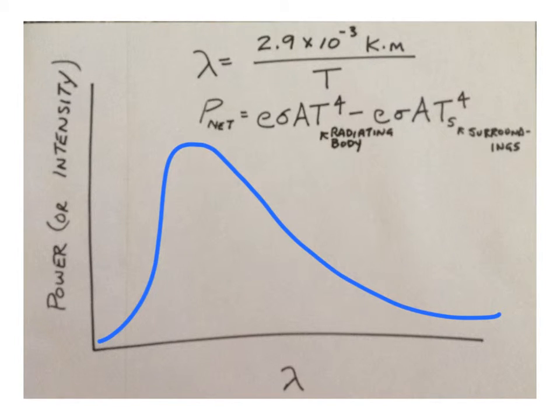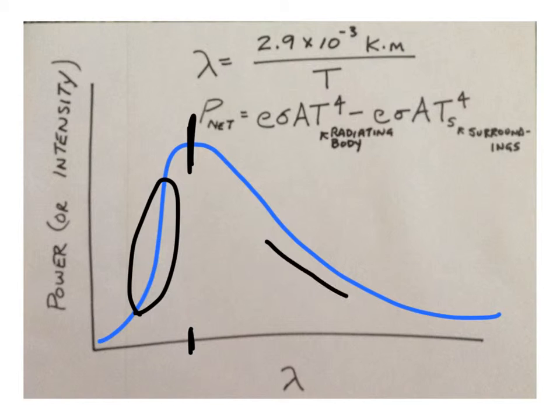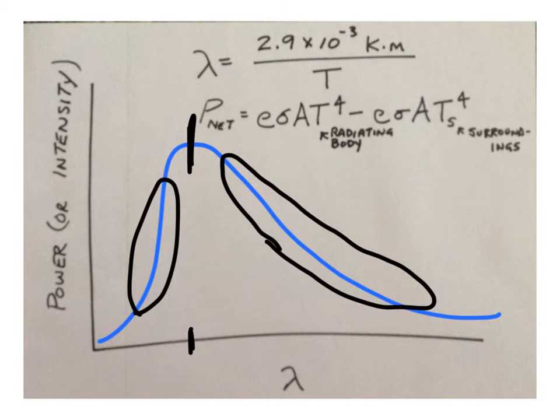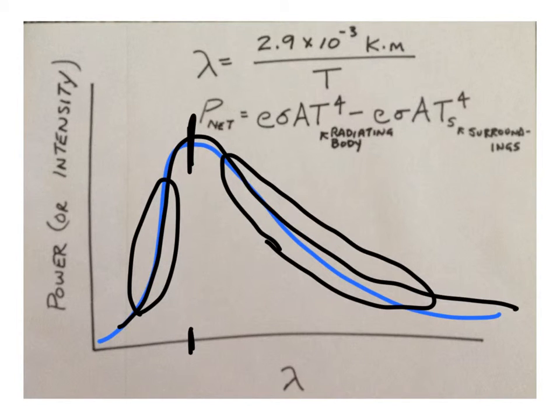This is a hot object. Notice that the peak is at a relatively short wavelength. But also notice that since not all the atoms are moving or vibrating at the same speed, we have some atoms that are moving very rapidly, and those have very short wavelengths, and we have other atoms that are moving more slowly, and they have longer wavelengths. So what you end up with is this distribution of energies.